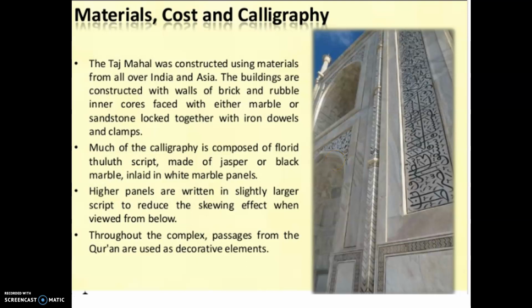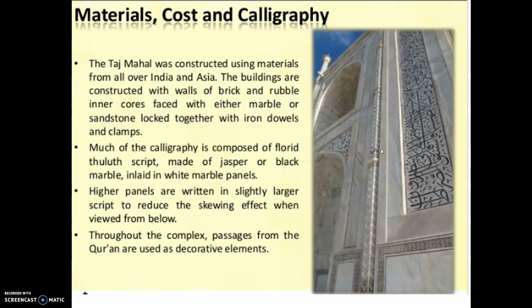The Taj Mahal was constructed using material which was brought from India and all over Asia. The building is constructed with walls of bricks and rubble, the inner core is with bricks and rubble, and the outer core is with marble. Sandstone is locked together with iron, by means of iron dowels and clamps.